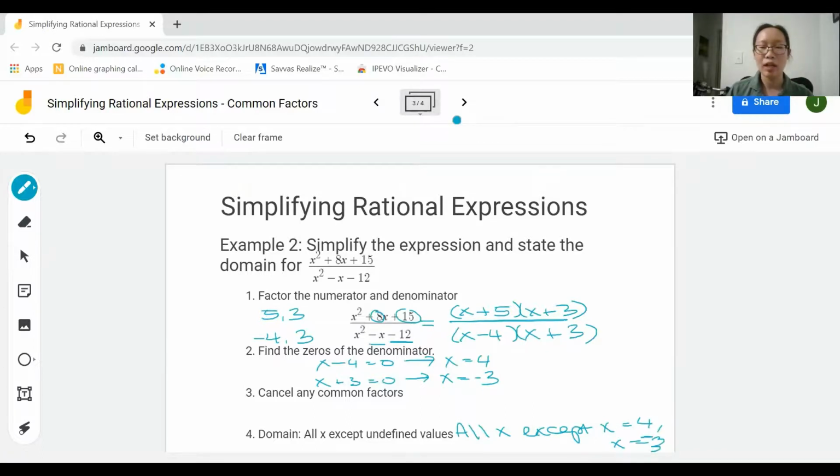And I'm going to cancel out any common factors, which I see the x plus 3 on top and on bottom. So that means I'm left with x plus 5 divided by x minus 4. And even though my new denominator is only x minus 4, because the negative 3 made my original denominator 0, I have to exclude it.